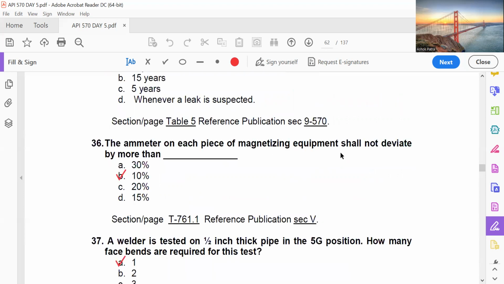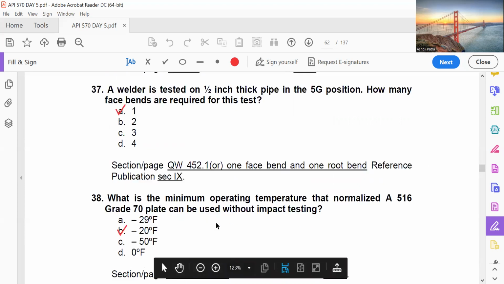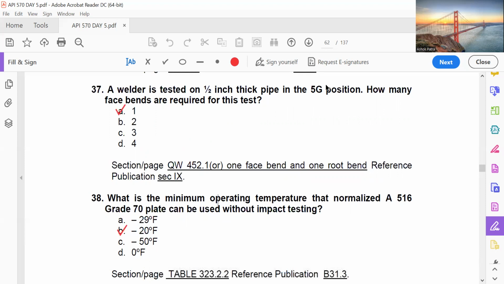Diameter on each piece of magnetizing equipment shall not deviate by more than 10%. The welder tested in one half-inch thick pipe of 5G position. How many face bends are required for this test? One face bend.